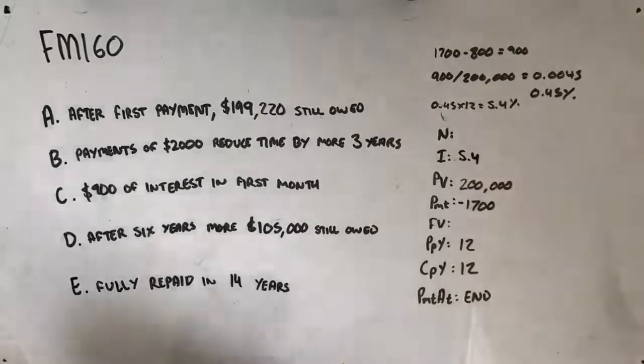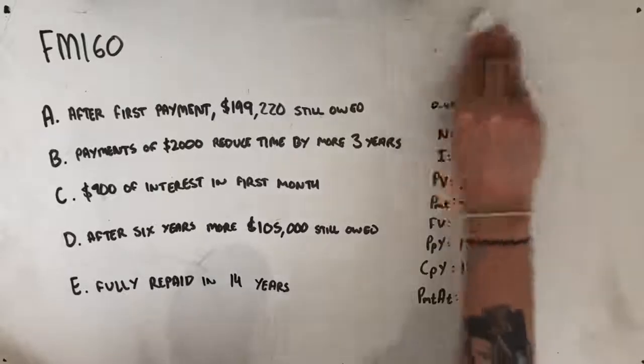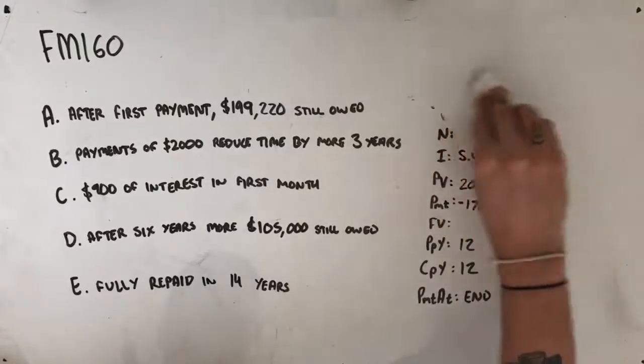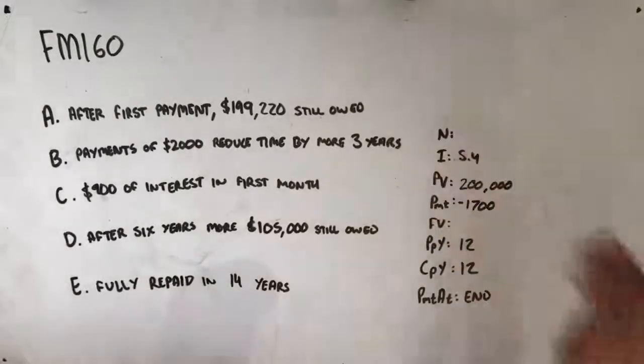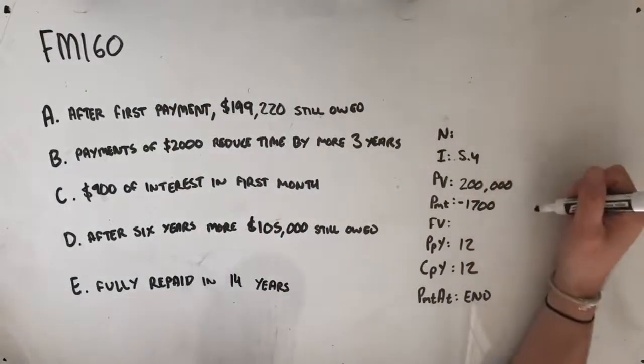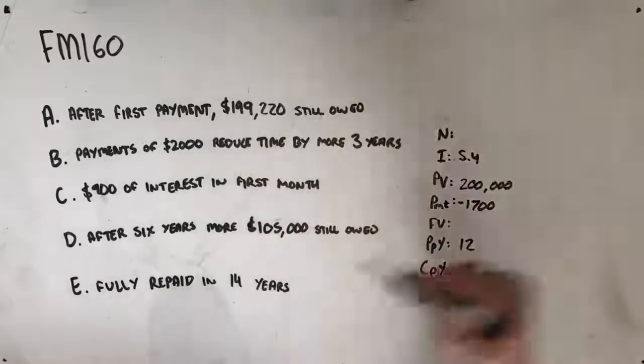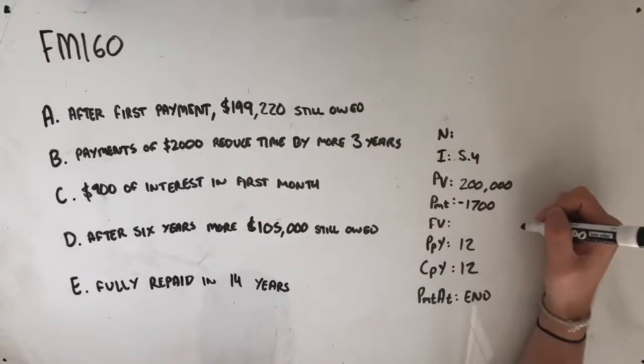A little bit of a convoluted way of finding the interest rate there, but we're doing what we can with what we've been given in this question. So now that we have our interest rate, it's up to us to manipulate the conditions of Finance Solver in order to figure out which one of these statements is false.